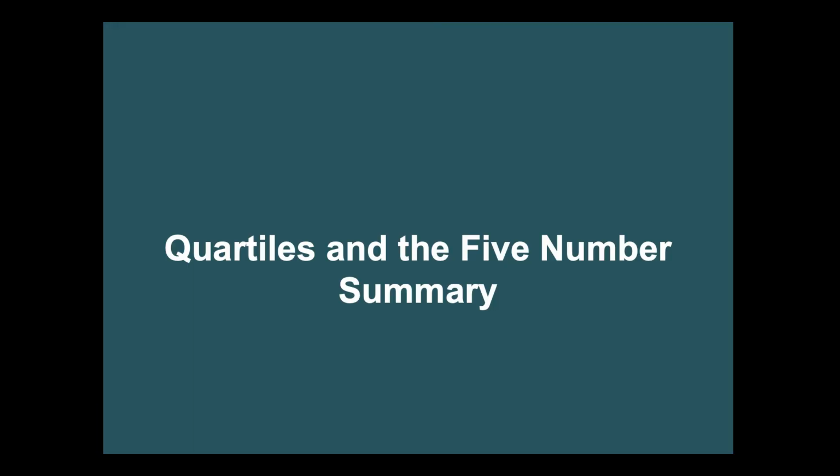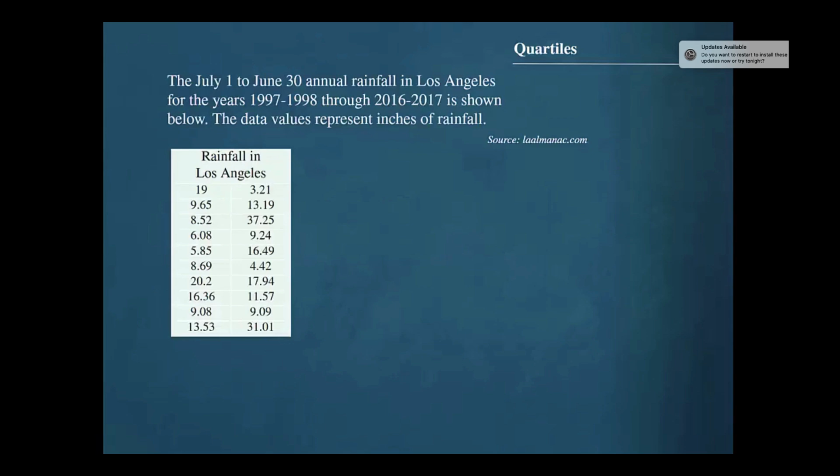Quartiles and the 5-number summary. The July 1st to June 30th annual rainfall in Los Angeles for the years 1997 to 1998 through 2016 to 2017 is shown below. The data values represent inches of rainfall. Let's begin by finding the minimum data value, the median, and the maximum data value for this data set of 20 data values.